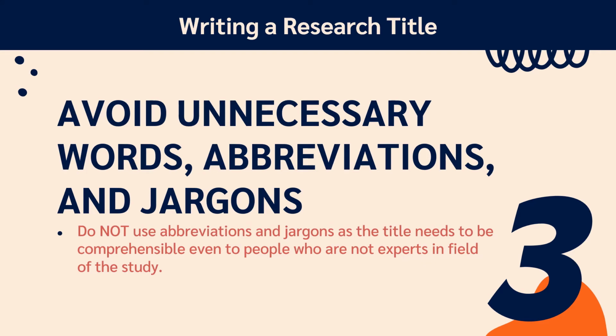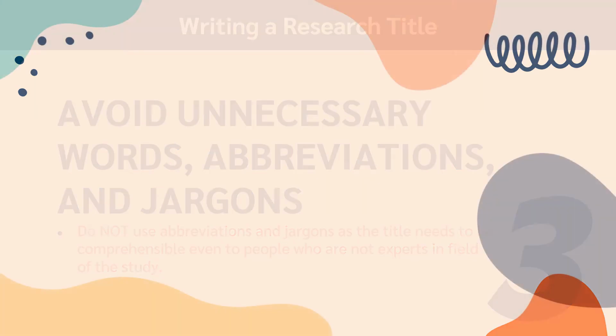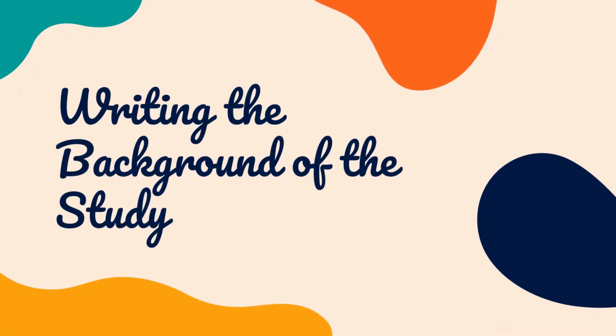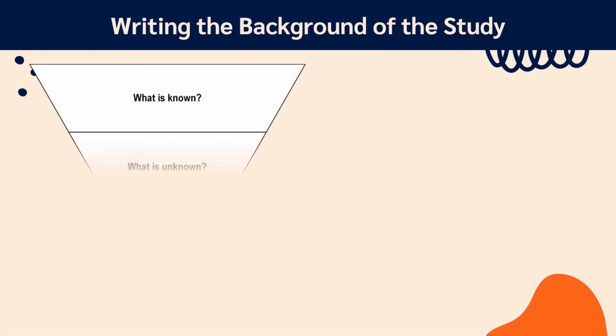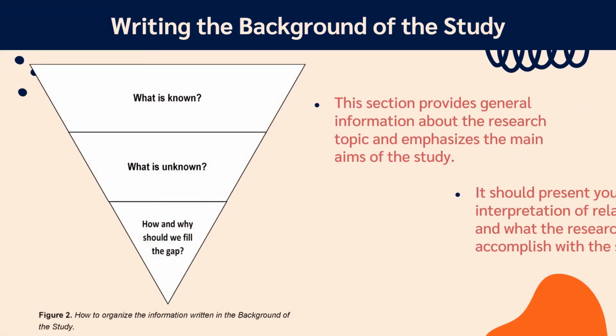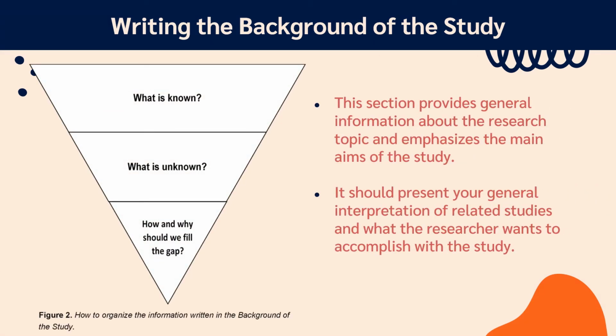Now let us go to the last part of our discussion, writing the background of the study. The background of the study only discusses the main and relevant aspects of the related studies that led to the aims of the researcher. It should not be elaborated as this will be presented in a different section of your papers. The background of the study should represent or present your general interpretation of related studies and what the researcher wants to accomplish with the study.